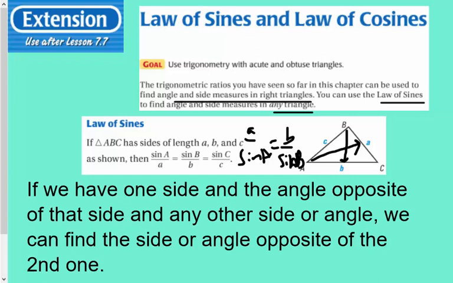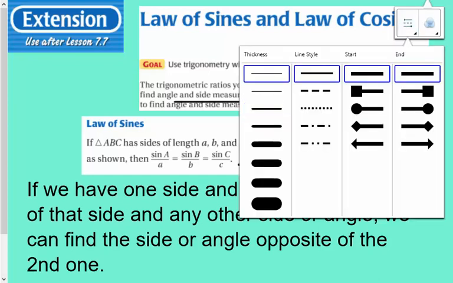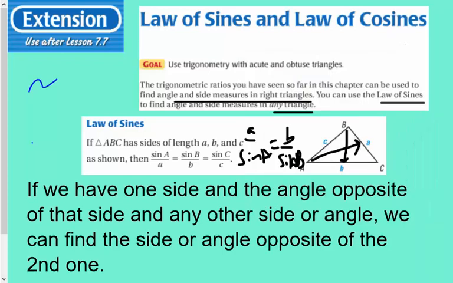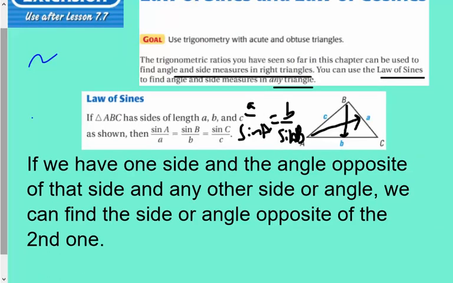So, you're going to see this formula: sine of A over a equals sine of B over b equals sine of C over c. What this allows me to do is figure out either a side or an angle of a non-right triangle. So any triangle this works with. So it's pretty powerful actually. Basically, if we have one side and the angle opposite of that side, and any other side or any other angle of the triangle, we can find the side or angle opposite of that side or angle. So what that means is this.